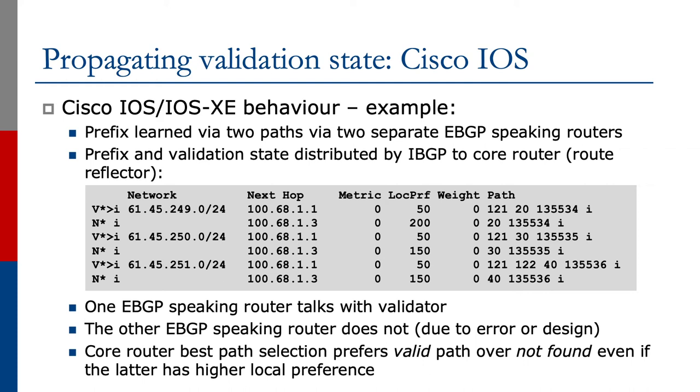In this case, it was the peering router that lost its session with the validator, leaving only the border router talking to the upstream provider. The border router saw the prefix was valid, forwarded that on to the core. The peering router had state not found and passed that one onto the core. Best path selection saw that the valid path via the transit provider was preferred over the not found peering path. This could have a pretty serious consequence, given the volume of traffic that's currently moving between networks over peering links.